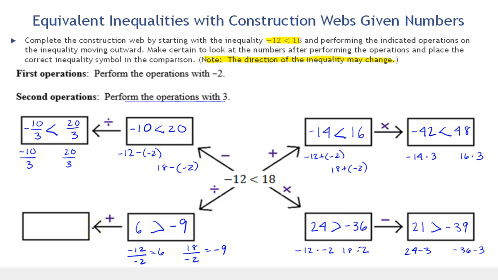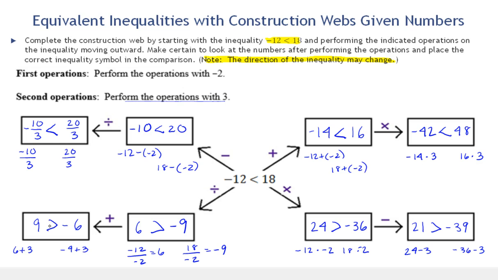And finally, adding 3. On the left, 6 plus 3. On the right, negative 9 plus 3. So we have 9 on the left and negative 6 on the right, and 9 is greater than negative 6.